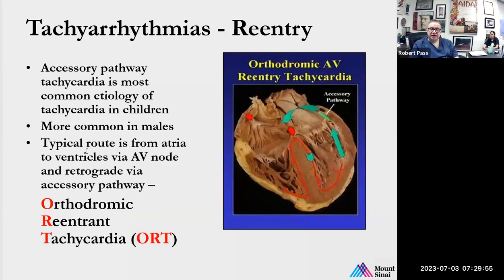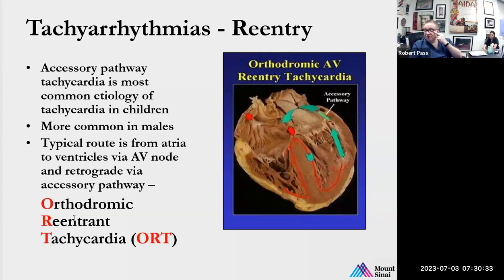Okay. Now, the most common form of reentrant tachycardia in kids is accessory pathway mediated tachycardia. This is more common in males, and the typical route for most children for the most common form of SVT is ORT, going down the AV node and then back up the accessory pathway as demonstrated in this little drawing or cartoon. And any tachycardia that goes antegrade down the AV node and up an accessory pathway, we refer to as orthodromic reentrant tachycardia, or ORT.